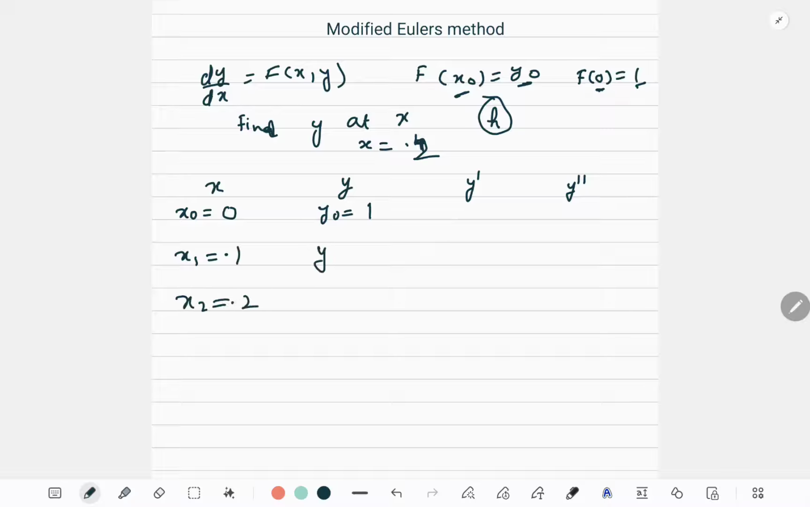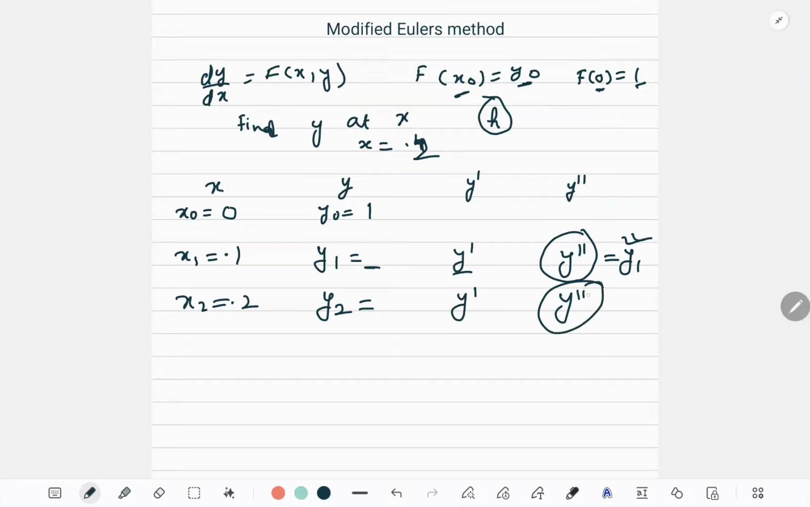Okay, I will find y1 and I will modify that value to get y dash. Again I will modify that value to get y double dash. This value of y double dash will be my final y1. So here I got a raw value of y1 which I have modified twice to get the best value of y1. Now in the next step, I'll find y2 and I'll modify it twice. So this modified value will be my final y2 value. Now in this case, when I'm going from 0 to 0.2, what is the step size? 0.1. That's why h is equal to 0.1.